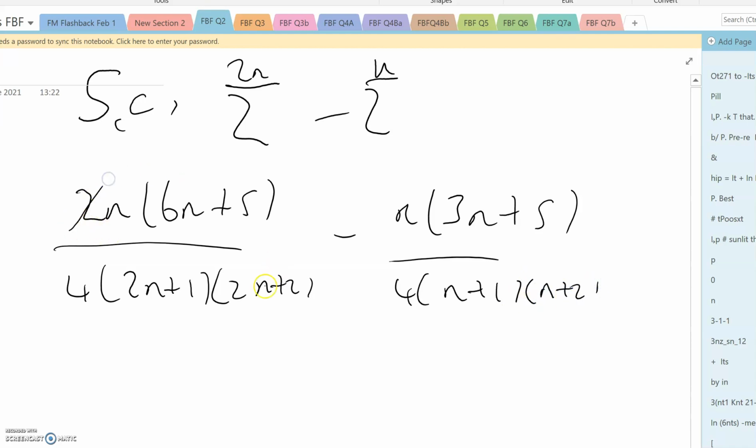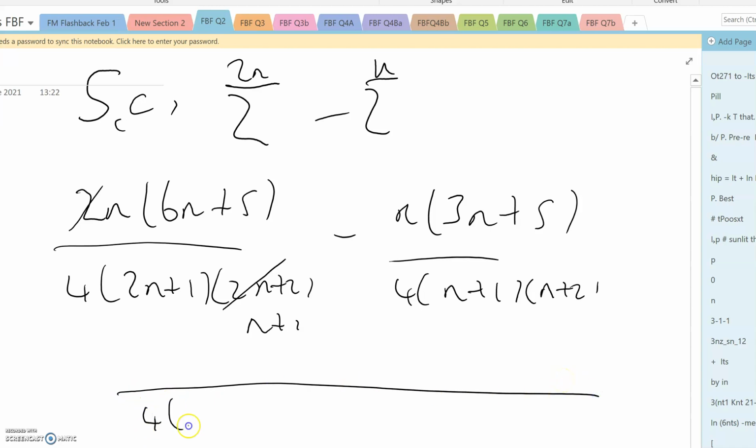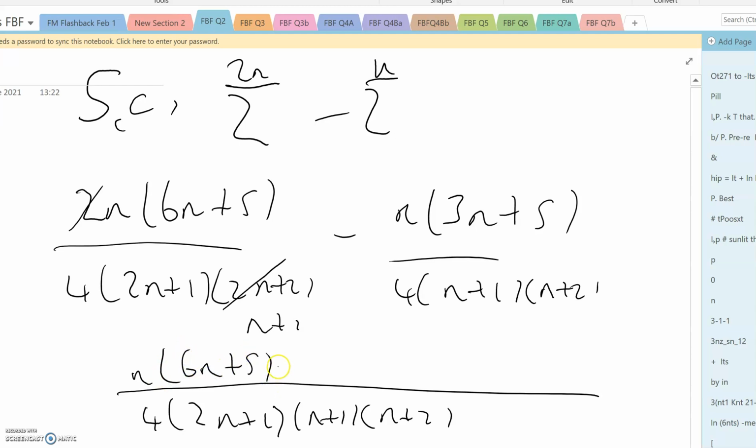To make the common denominator a little bit easier, I cancel here, and that's now n plus 1. And the common denominator is 4, 2n plus 1, n plus 1, n plus 2. And then we check what's happening on top. We get n, 6n plus 5 multiplied by n plus 2. Take away n brackets 3n plus 5, 2n plus 1.